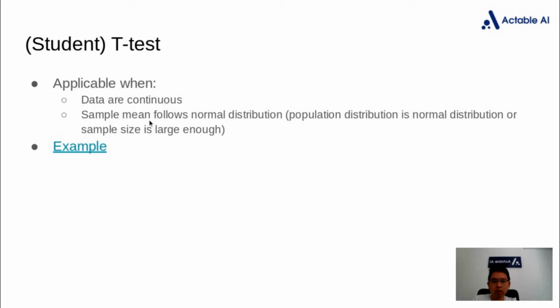And this second condition is normally satisfied when we know that the population distribution is also a normal distribution, or we have a sample size large enough so that it satisfies the central limit theorem. So it's usually larger than 30. Okay, this is when we can apply a Student's T-test.